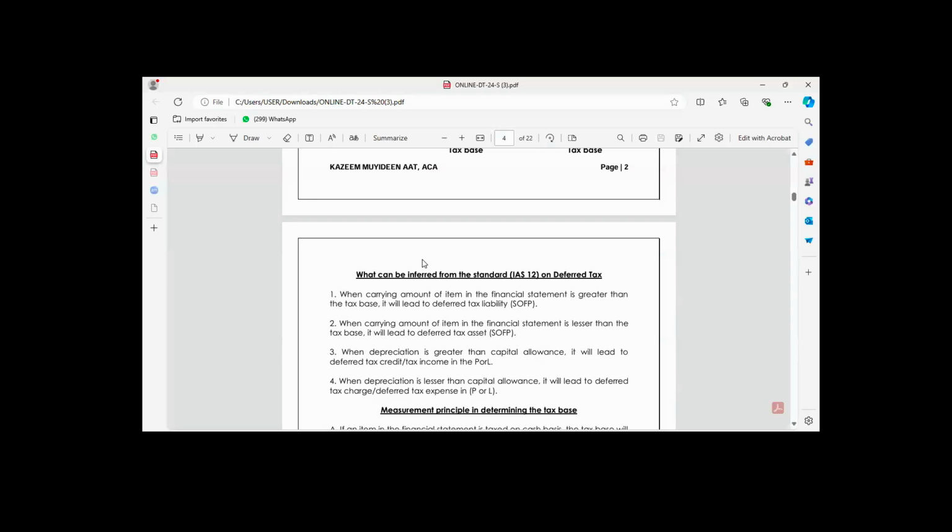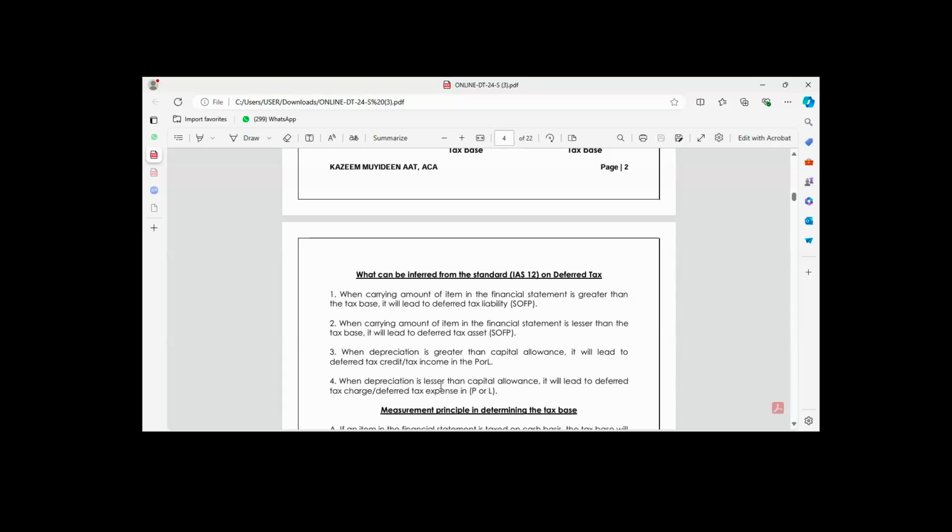Look at what we can infer. Some question will not give you the balance sheet assets. You will now interpret from depreciation and capital allowance. It will charge to P or L. When depreciation is greater than capital allowance, it will lead to what? Deferred tax credit. If they don't call it credit, they will say deferred tax income. So that is a credit or income to where? P or L.